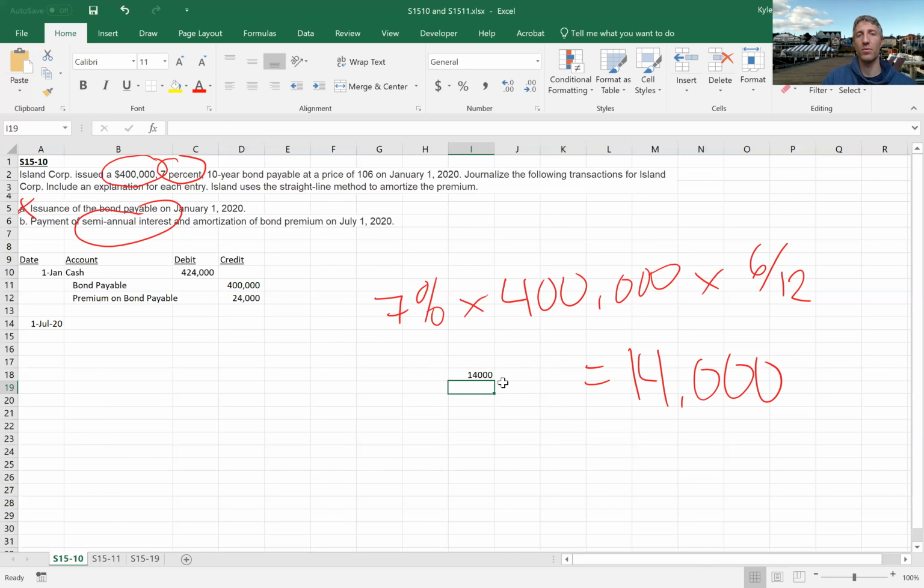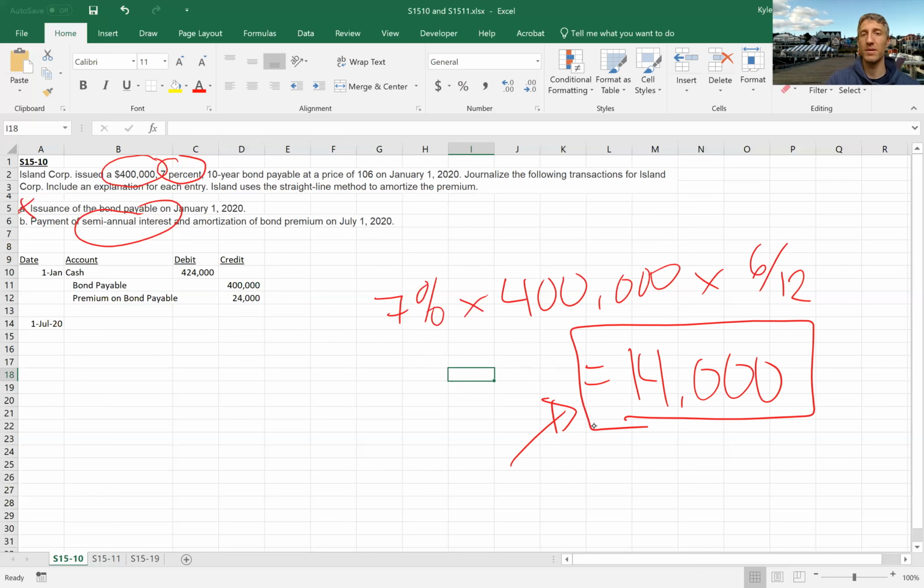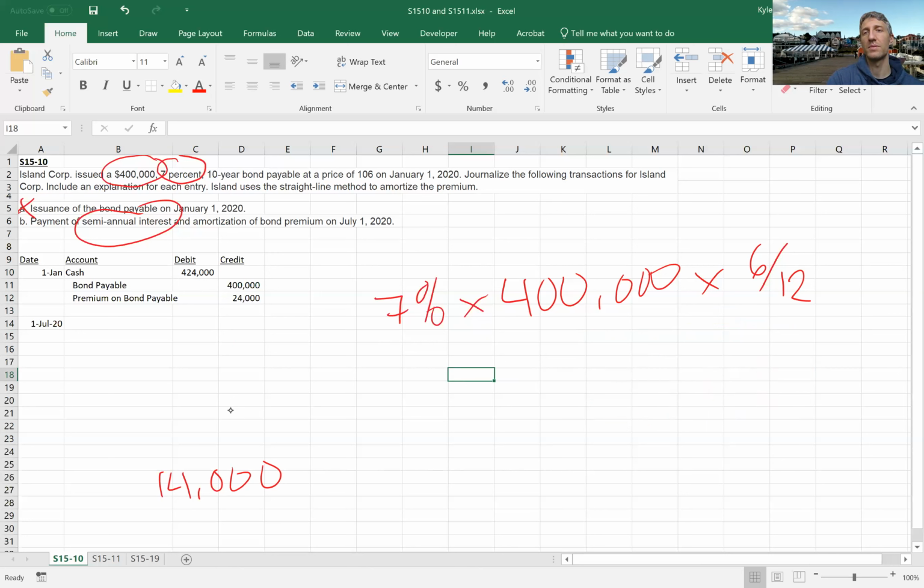So what does this 14,000 mean? Well, if this bond was issued at par, this would be the interest expense, 14,000. This bond wasn't issued at par, though. This bond was issued at a premium. And I'm going to need some space here to work with, so I'm going to just remember 14,000. I'm going to write it over here. This bond was issued at a premium.